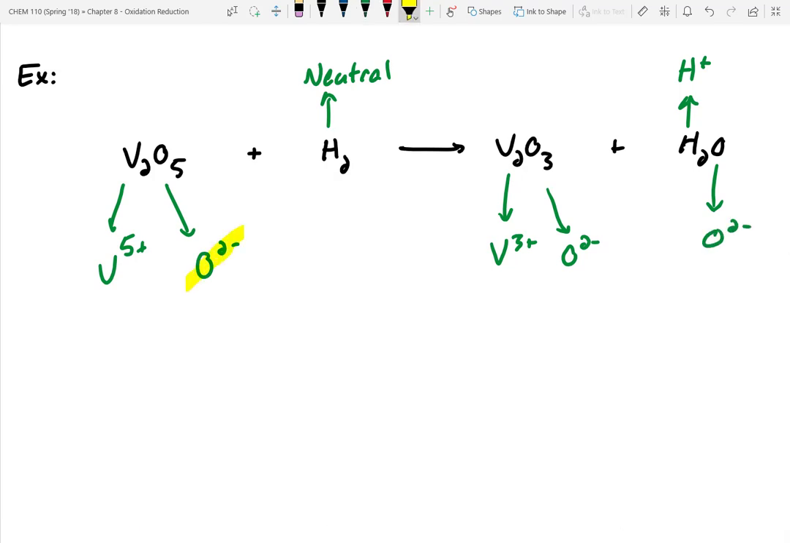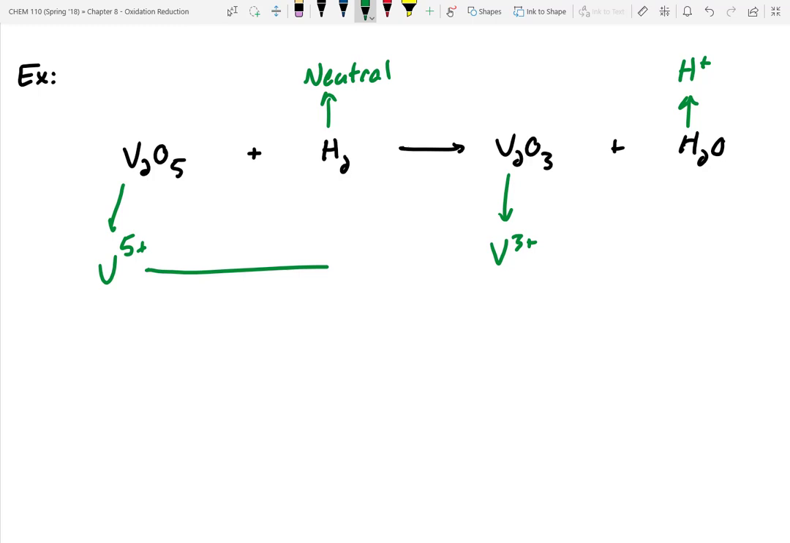One thing I'm noticing here is we've got oxygen with the 2 minus, oxygen with the 2 minus, oxygen with the 2 minus. It doesn't look like anything's happening with the oxygens. They're not gaining or losing electrons. So I'm just going to go ahead and erase this just to make things clear. Looks like all of the electron transferring is either between the vanadiums or the hydrogens.